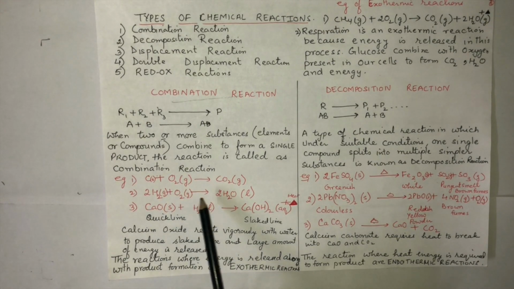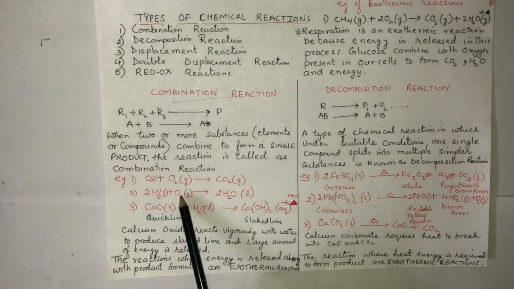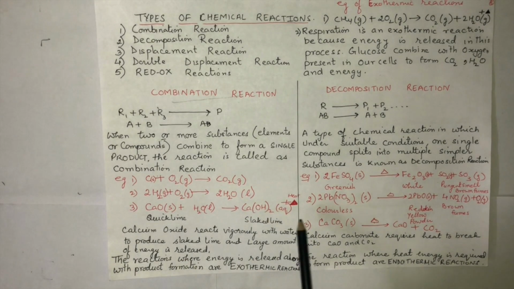2H2 plus O2 gives 2H2O. That means hydrogen and oxygen combine to form water. CaO plus H2O gives Ca(OH)2 plus heat. Heat is released in this reaction.